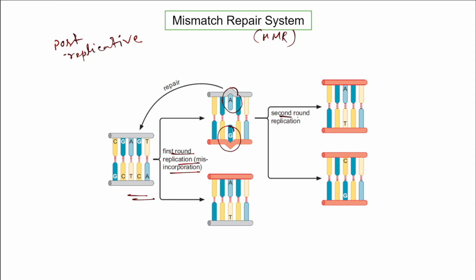In the second round of replication, where the mismatch is not repaired, the error becomes permanent, where one daughter strand retains the correct bases, that is A pairs with T, but the other inherits the mutated base pair, that is C pairs with G. This is now a fixed mutation in the genome. So to stop replication mistakes from turning into mutations, cells rely on mismatch repair to fix the error in time.